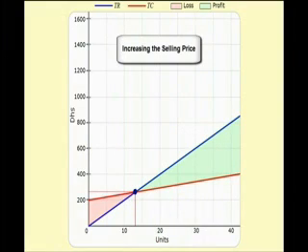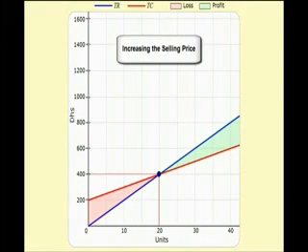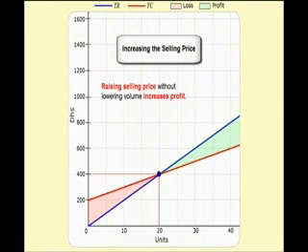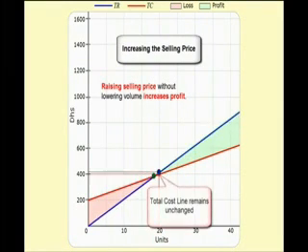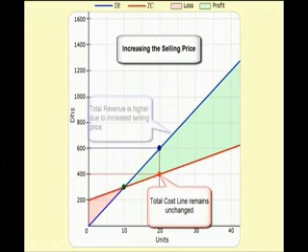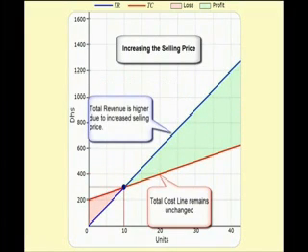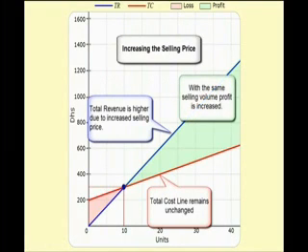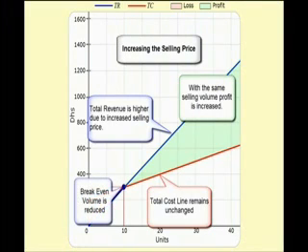What if we are able to increase the selling price per unit? Raising the selling price without lowering volume increases profit. Here our total cost line is the same, but our total revenue line is higher because the selling price per unit is higher. So at the same selling volume X, we are making more profit. Again, in this case, the break-even volume is reduced.